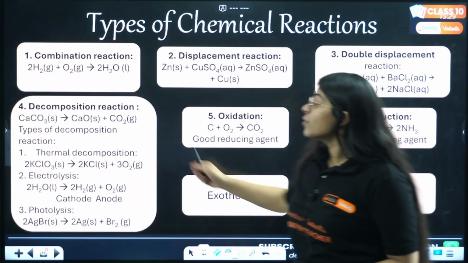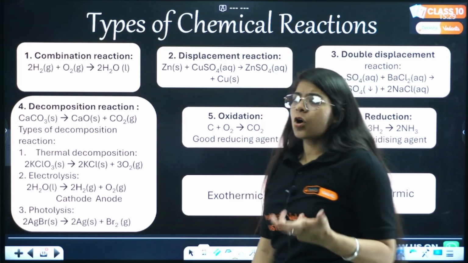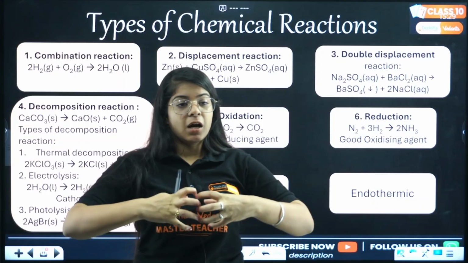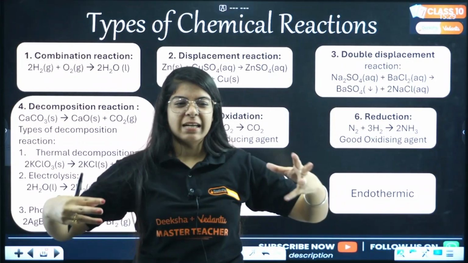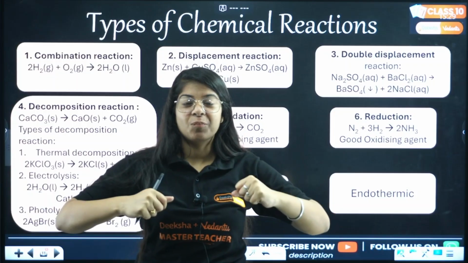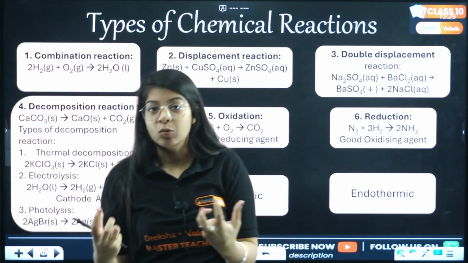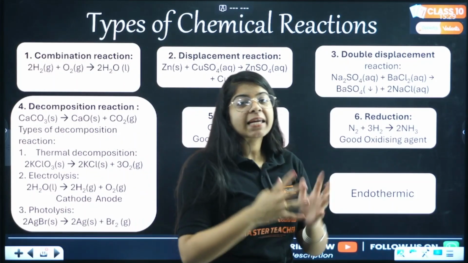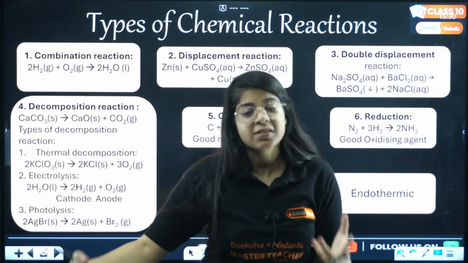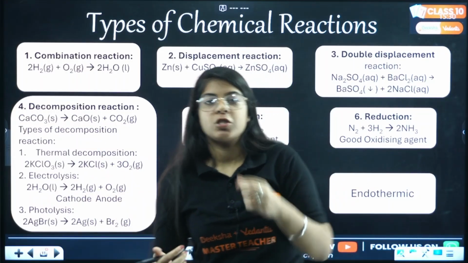Understood? Next we have decomposition. Combination is combination of these two. Decomposition means to get decomposed. You say that the body of that animal gets decomposed, so it breaks down. Decomposition means breaking of one reactant into two or more products, and that is called a decomposition reaction.